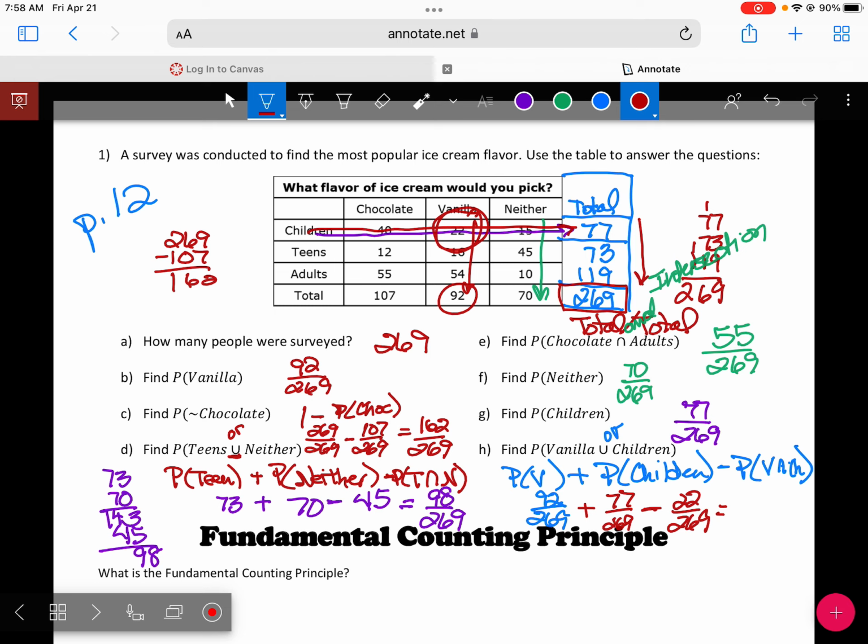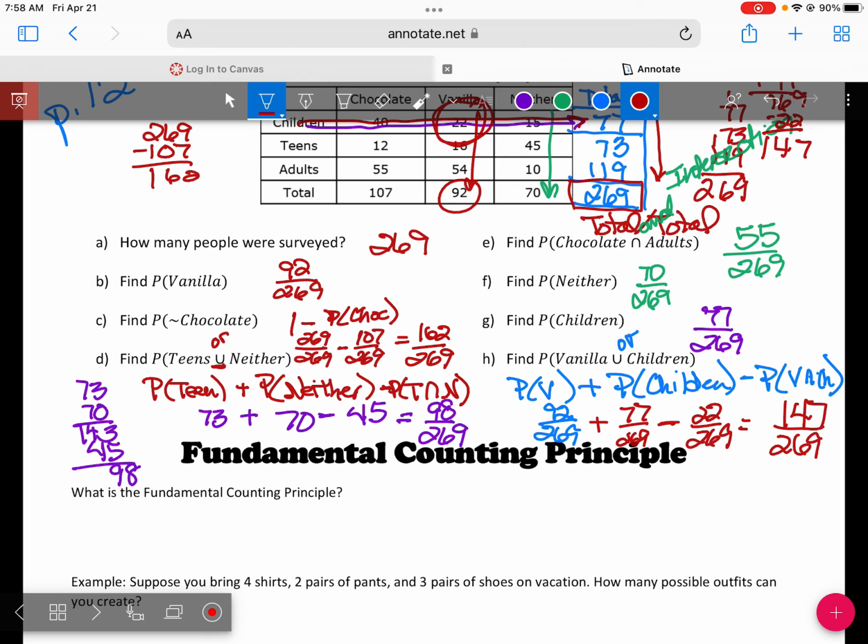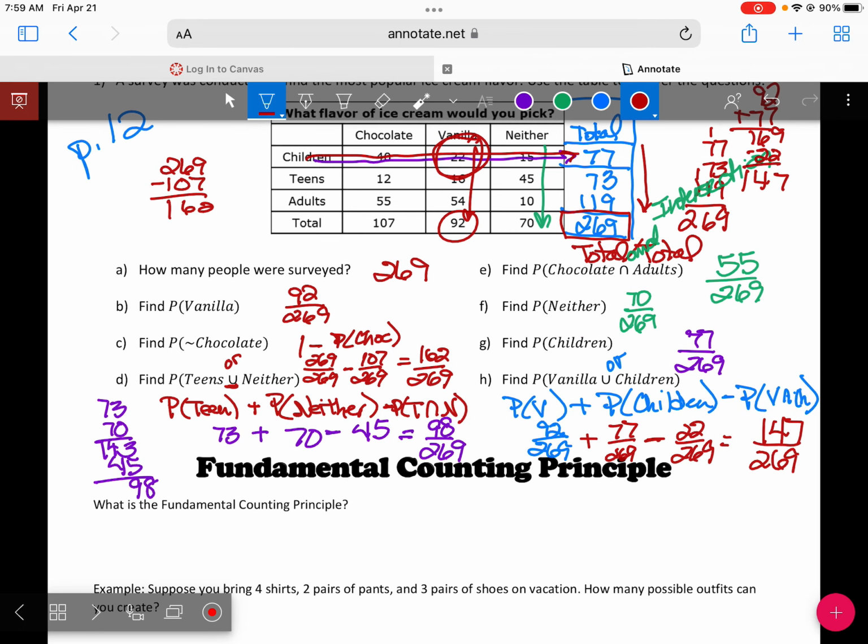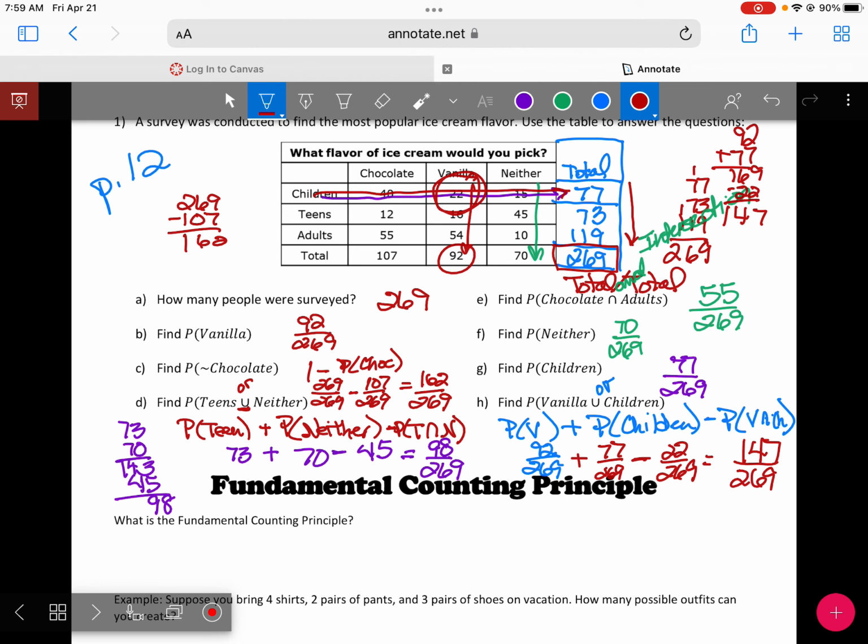So now we need to do some math. 92, we know the bottom number is going to be 269. 92 plus 77 is 169 minus 22 should be 147. 147. All right. Good job today, guys. So do you see how you have to really be careful and say, is this an and statement or an or statement? All right.